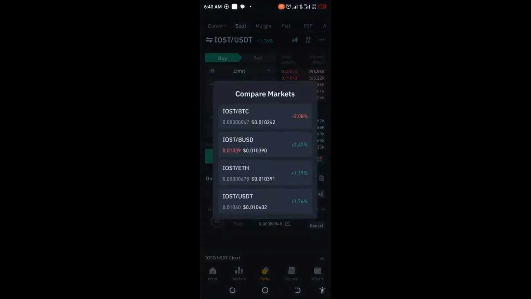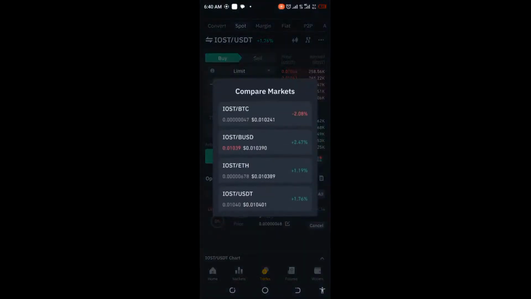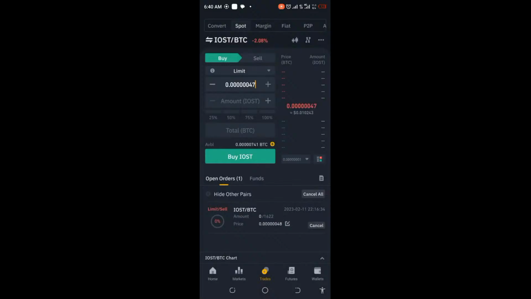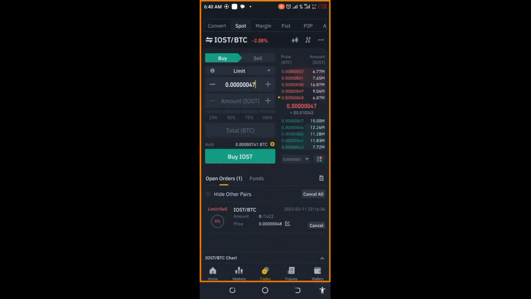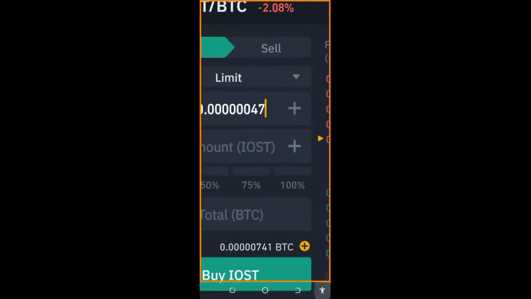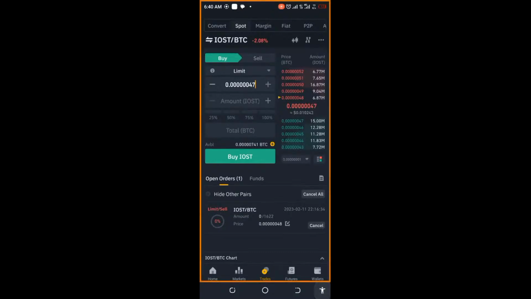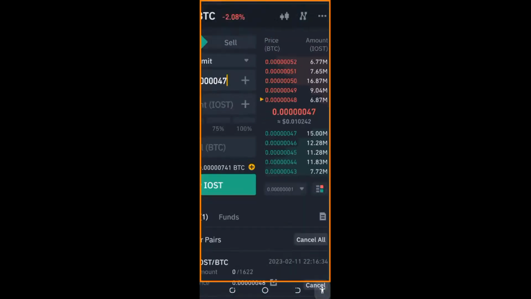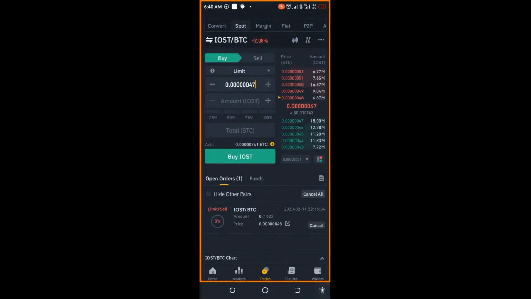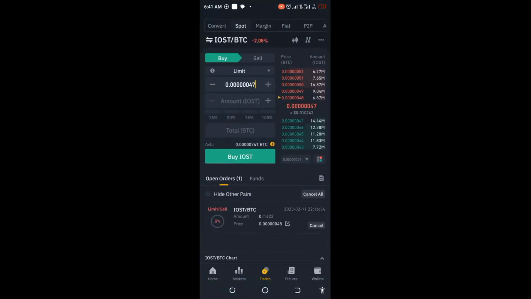sell the IOST to BTC, probably because the price right now is quite low. And it seems like BTC has not appreciated so much. So we're still in the queue, and as you can see here, we're still in the queue to get sold, and that is taking some time. So this is the time to employ the boomerang strategy.